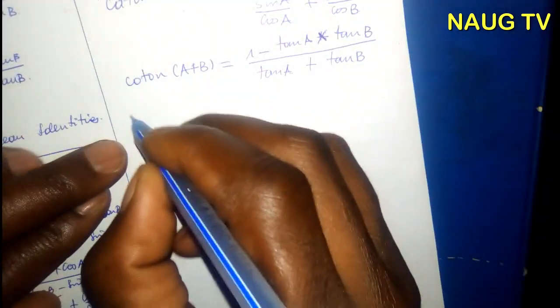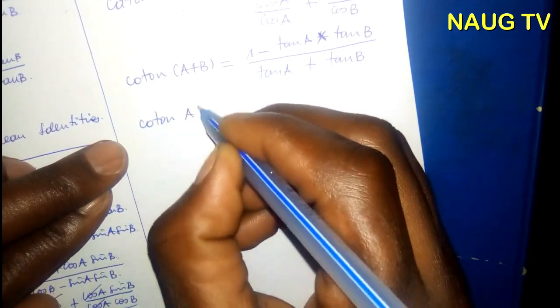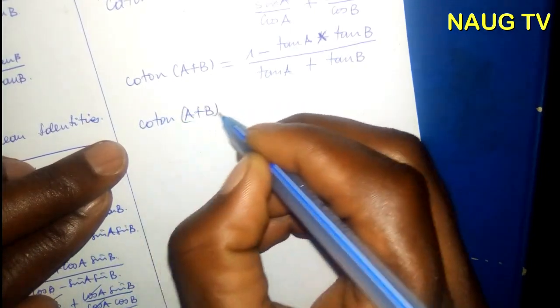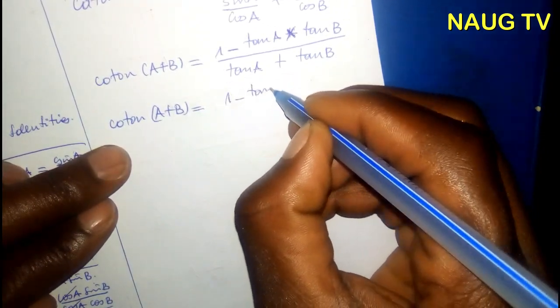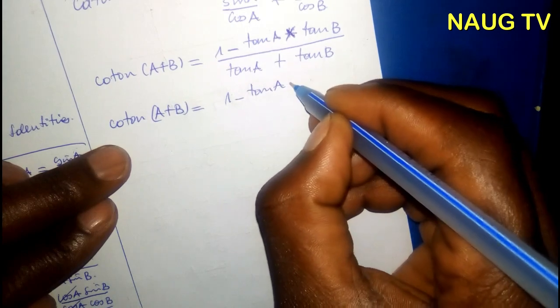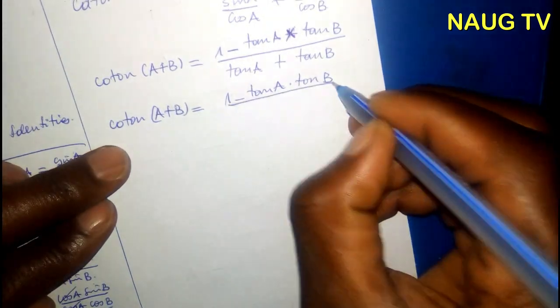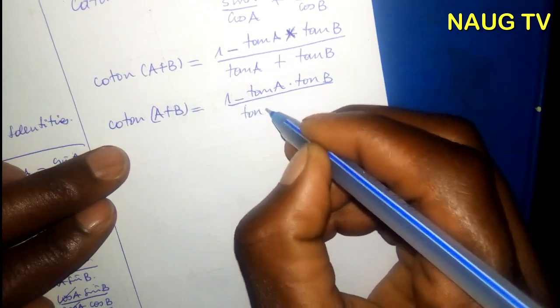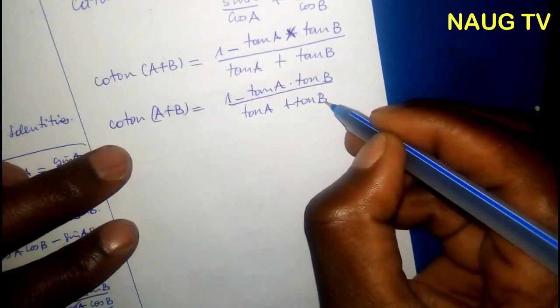So cotan(A+B) is equal to 1 minus tan A times tan B over tan A plus tan B, right.